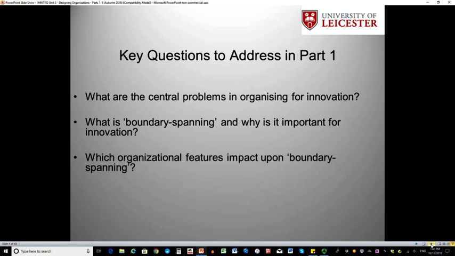Why is it important? What is it? How does it add to the innovativeness of individuals and organisations? And what are the sorts of things that shape boundary spanning activity? You know, if boundary spanning is important, what features of organisations actually shape or either help or hinder that boundary spanning activity? So we'll look a little bit at that.